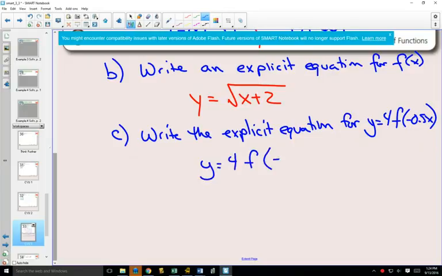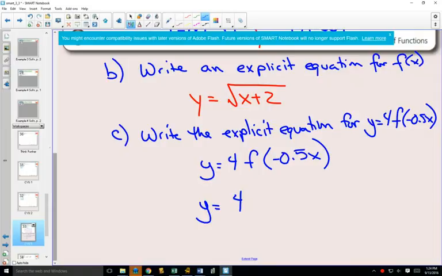Well, f of x was our red equation. That's right here above, square root of x plus 2. What does this mean in function notation? This says there's a 4 out in front. So we will have a 4 out in front.